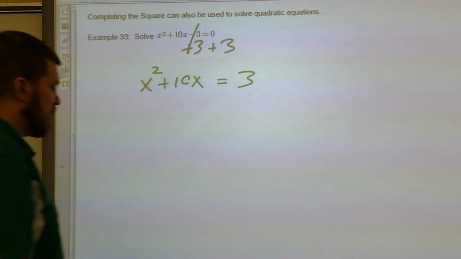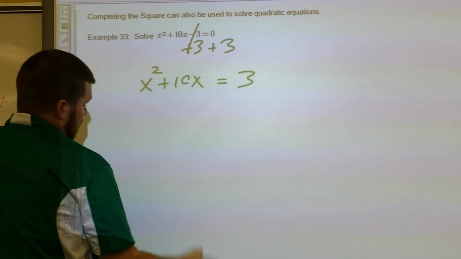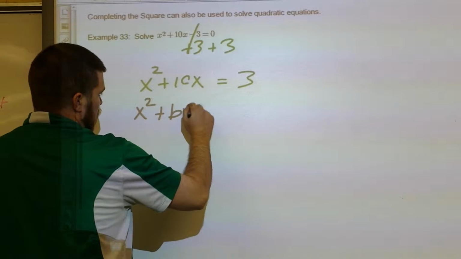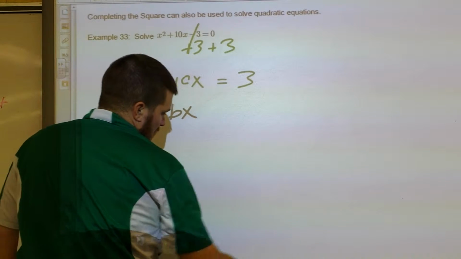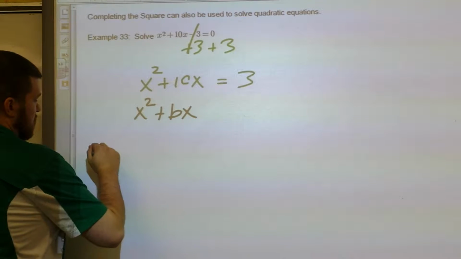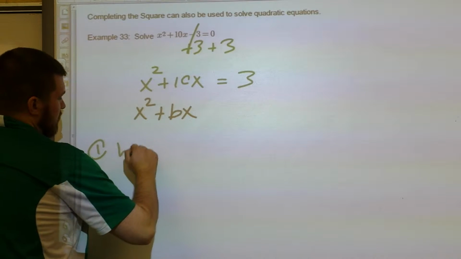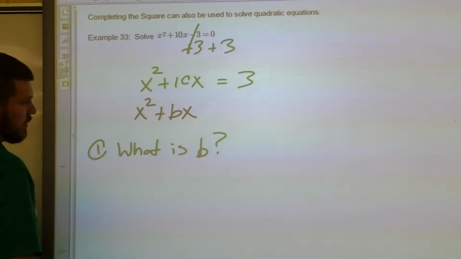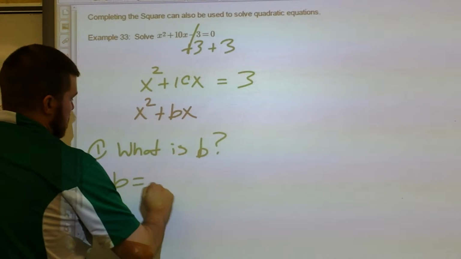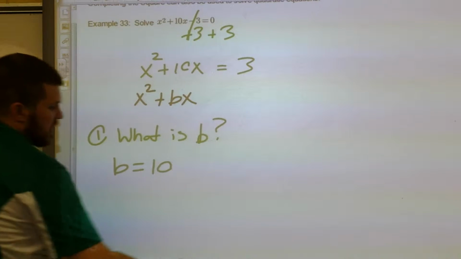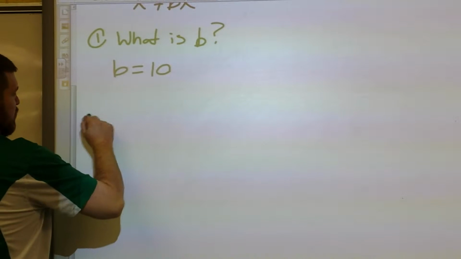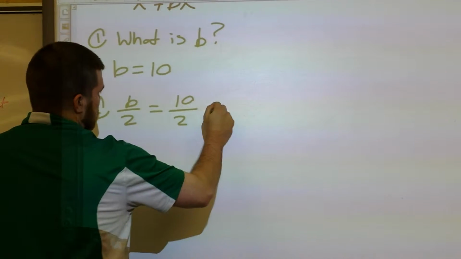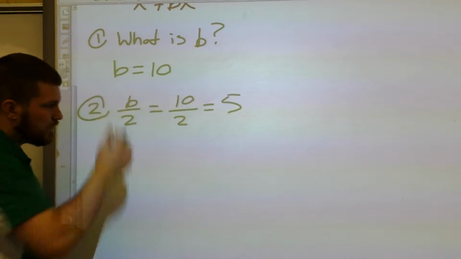Okay? Now again, I want to complete the square, so I want to compare how x squared plus 10x matches up with my pattern x squared plus bx. So my very first step is, what is b? Well, for this particular problem, obviously b equals 10. Once you know what b is, the next step, just like we saw in the previous video, was b divided by 2. So in this problem, b divided by 2 is 5.